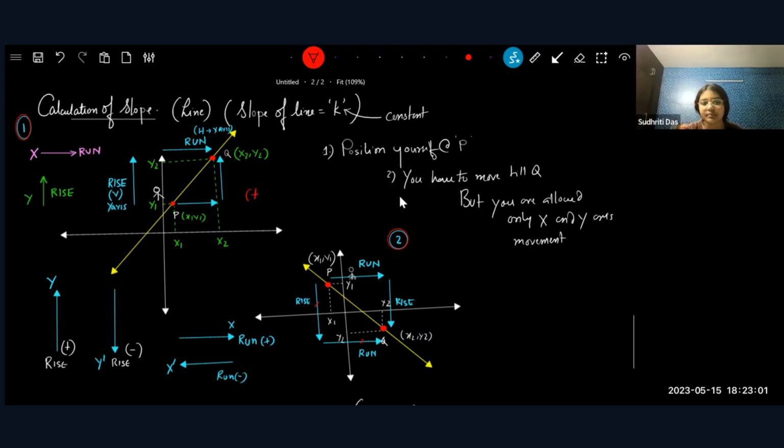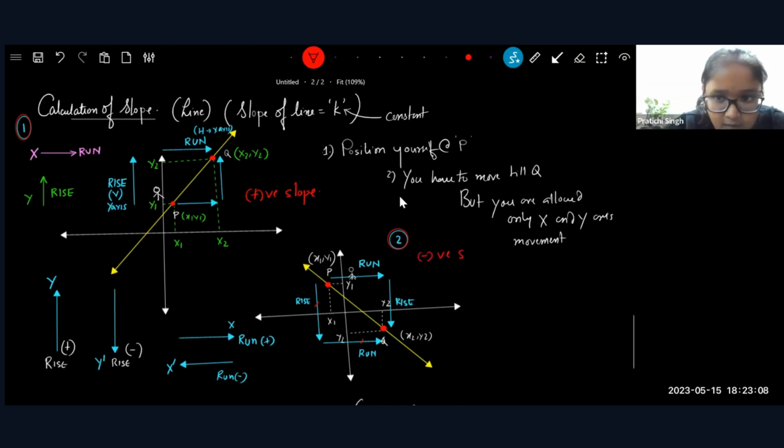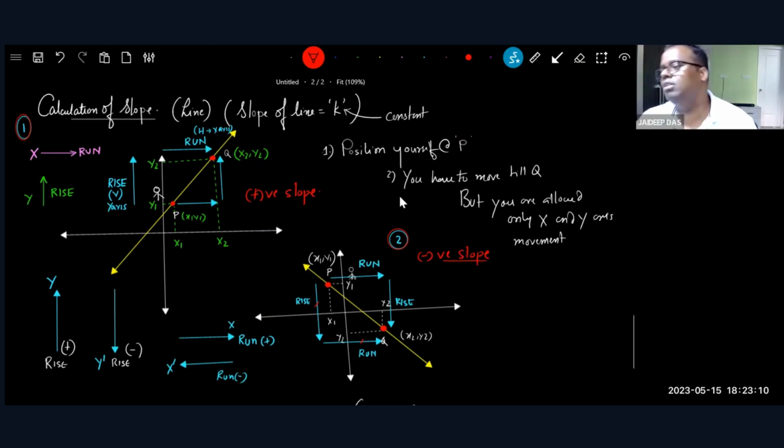Okay, here we have positive slope. Calculate bhi karke dekhte hain. And here we have negative slope. Let's first calculate the negative slope. What is slope equal to? Sir, slope is equal to rise over run. This is the general formula with sign.